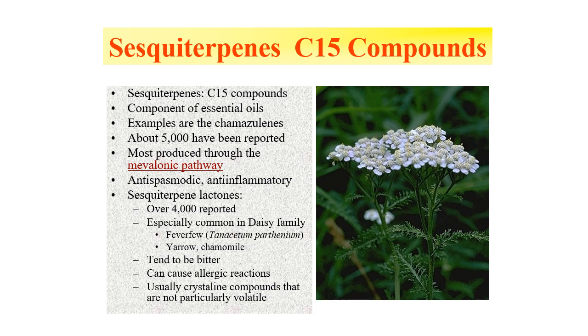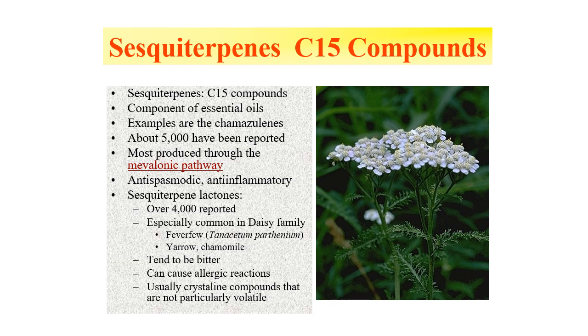This is yarrow, Achillea millefolium, which contains a lot of sesquiterpenes. Again, C15 compounds, components of the essential oils. About 5,000 different sesquiterpenes have been characterized in the plant kingdom. They're all produced through the mevalonic pathway, which is a particular evolutionary pathway that plants have worked out to produce not only the terpenes, but a few other compounds as well, but mainly the terpenes.